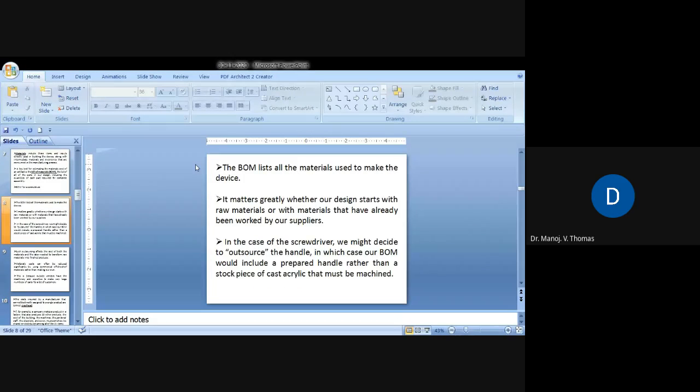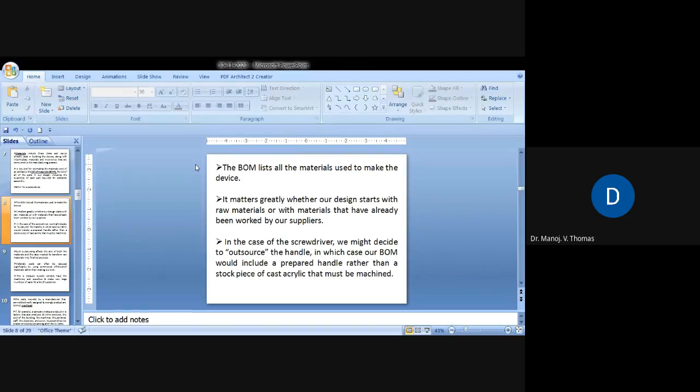It matters greatly whether our design starts with the raw materials or with the materials that have already been worked by our suppliers. So we have seen in the previous example, design for manufacturing and design for assembly. The same thing is stressed here. We can either manufacture by using the raw material, or we can assemble our products with parts supplied by the suppliers. In the case of the screwdriver, we might decide to outsource the handle, in which case our bill of material would include a prepared handle rather than a stock piece of cast acrylic.